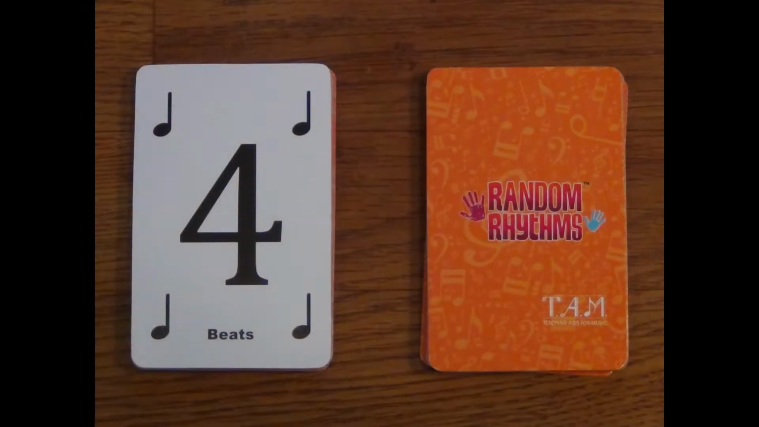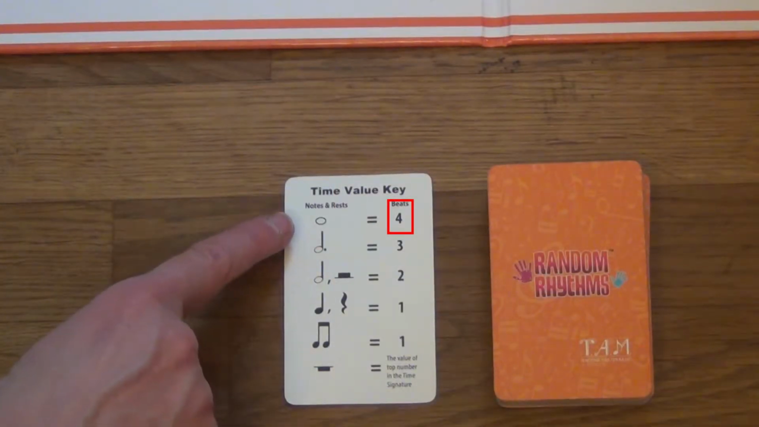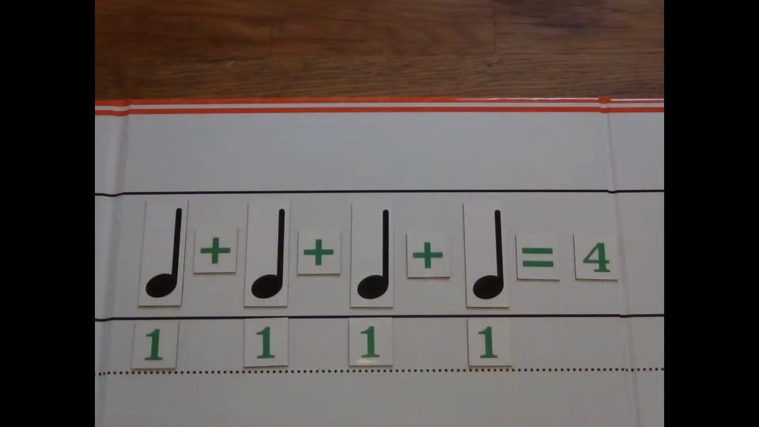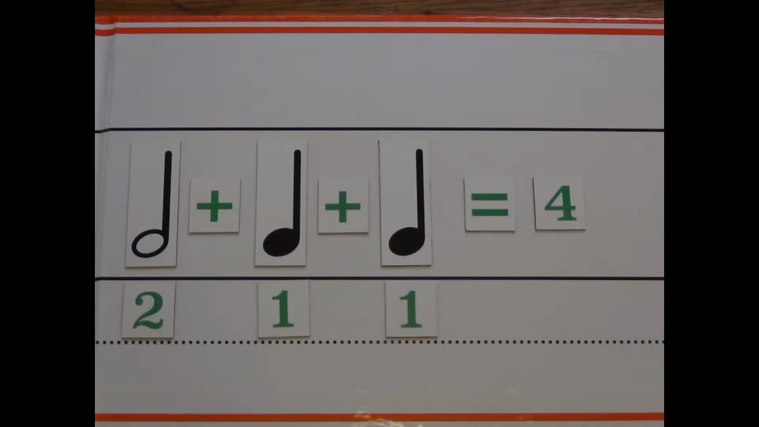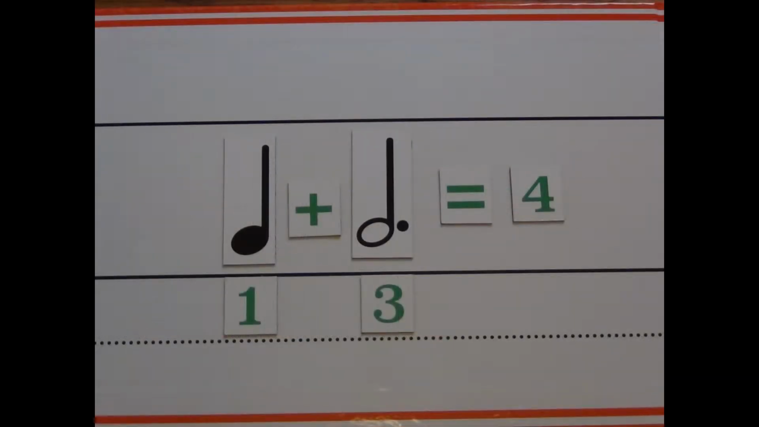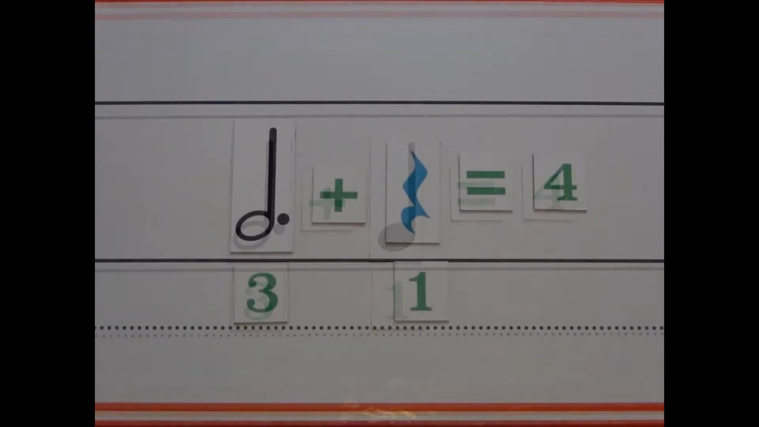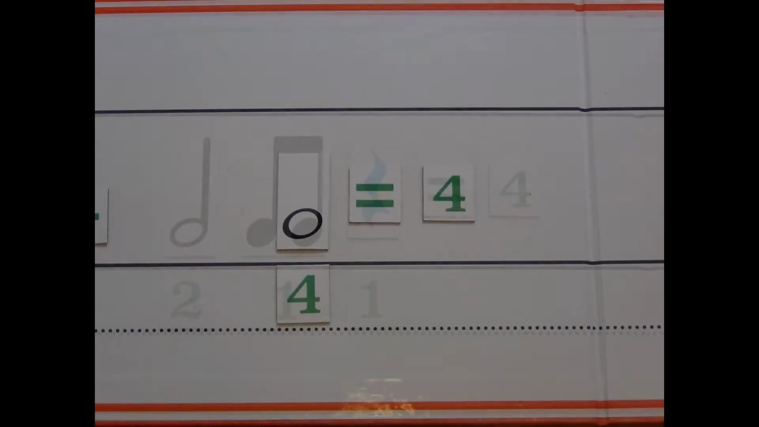Player number 1 picks up number 4. They have the option of using one note or rest value that equals 4 beats, the whole note or whole rest, or multiple note values that add up to 4 beats. Here are some simple addition equations that we could use. The 4 on the right side of the equation is our card number. The numbers on the left represent note and rest beat values we can use to make up our rhythm. Players can reference the key card for the value of the notes or rests.